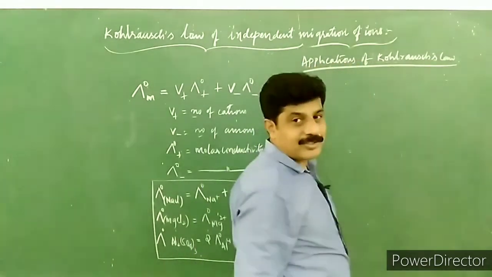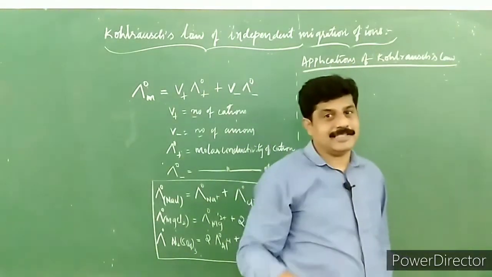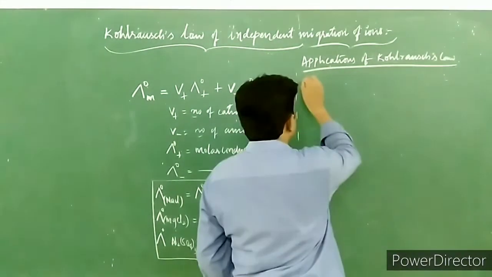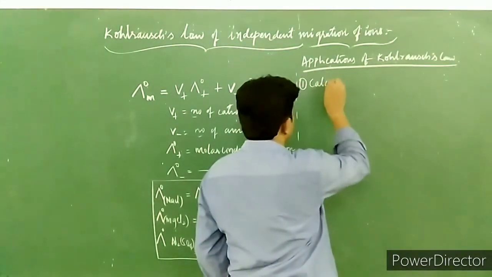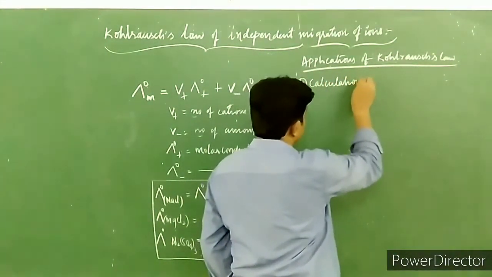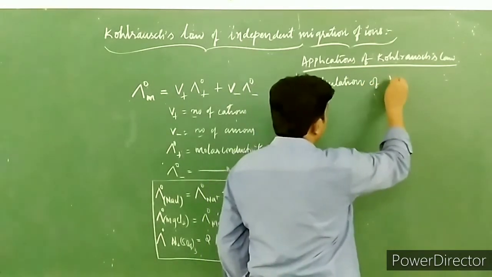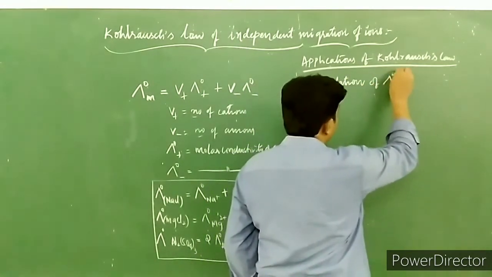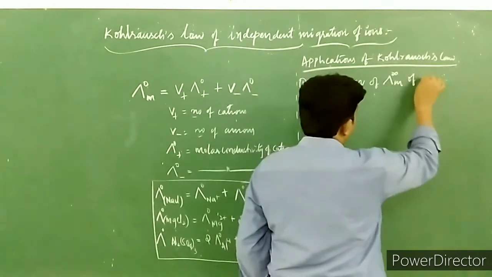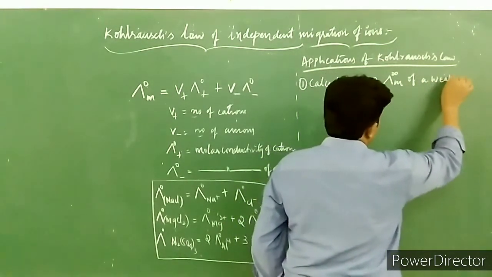There are three applications of Kohlrausch law which are very important for the examination. Let me take up the first one, that is calculation of limiting molar conductivity of a weak electrolyte.